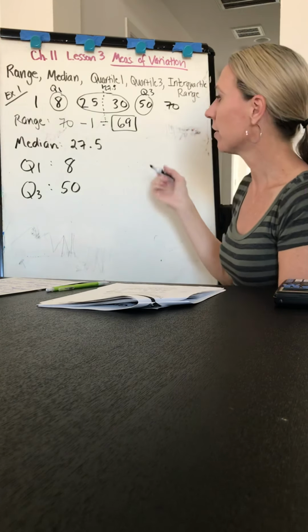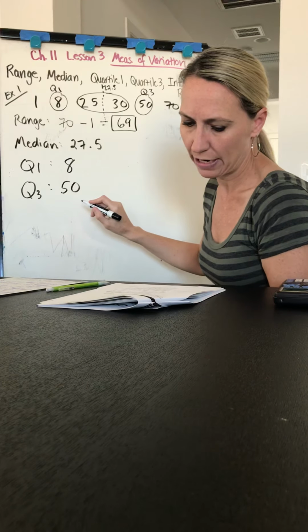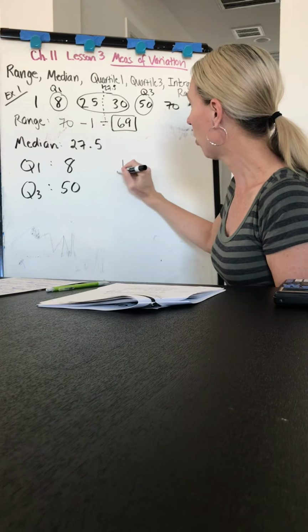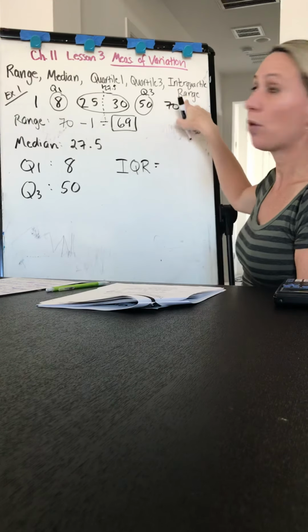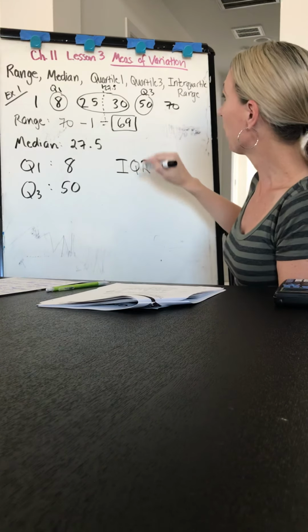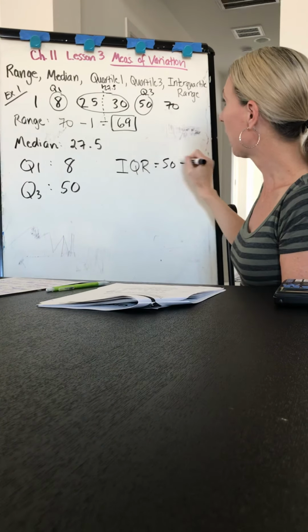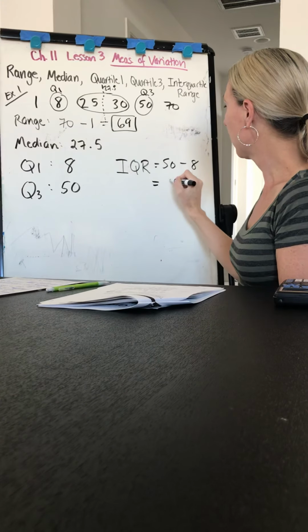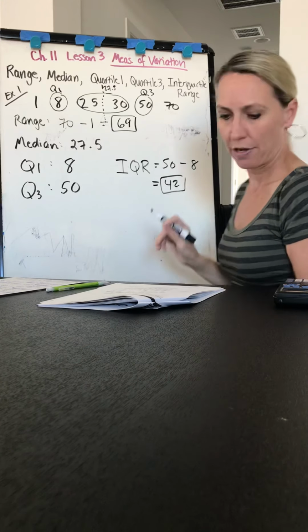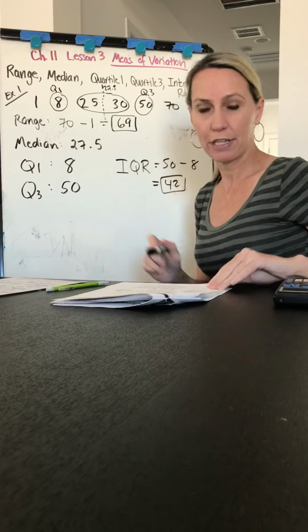That's a great question. Okay, so now I think the last thing is the interquartile range. I'm going to call that IQR, for interquartile range. What we're going to do is take quartile 3, which is 50, and subtract out Q1, which is 8. And so we get 42. And I believe that's all for example 1.